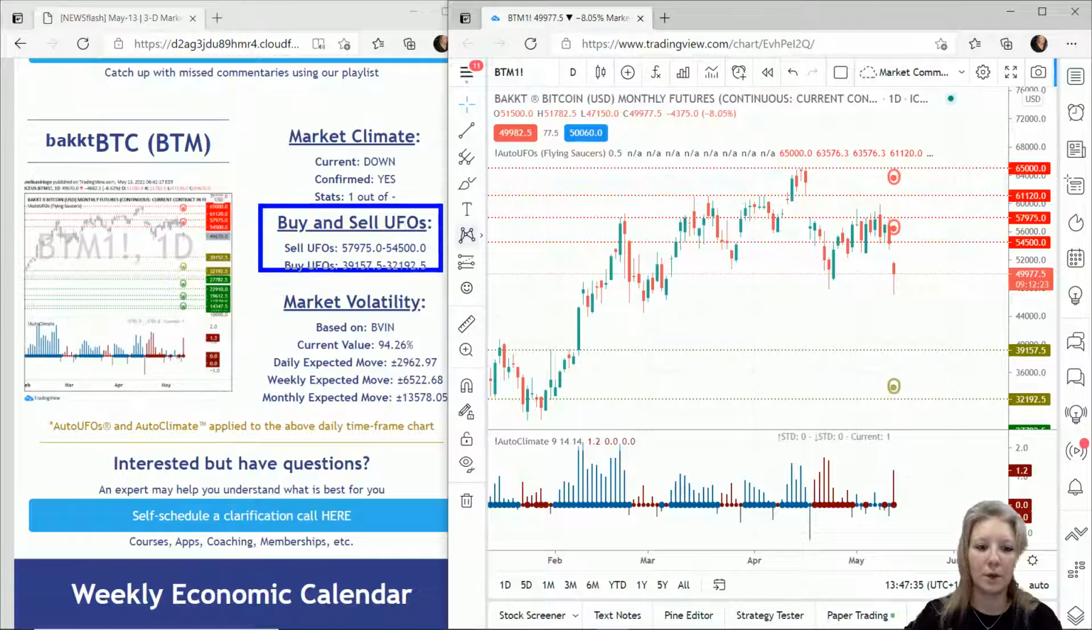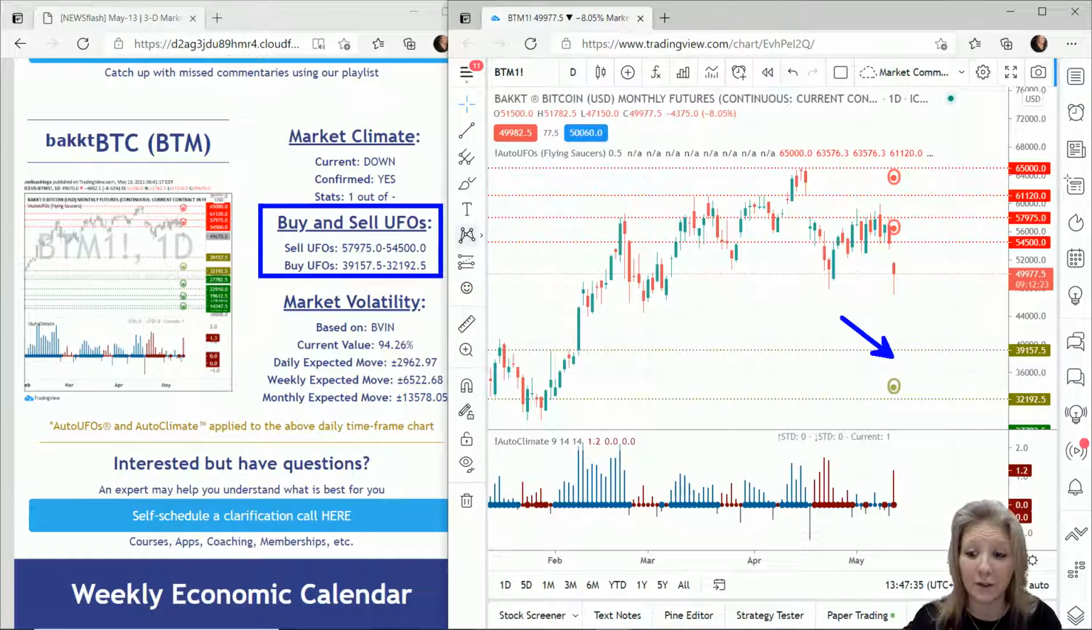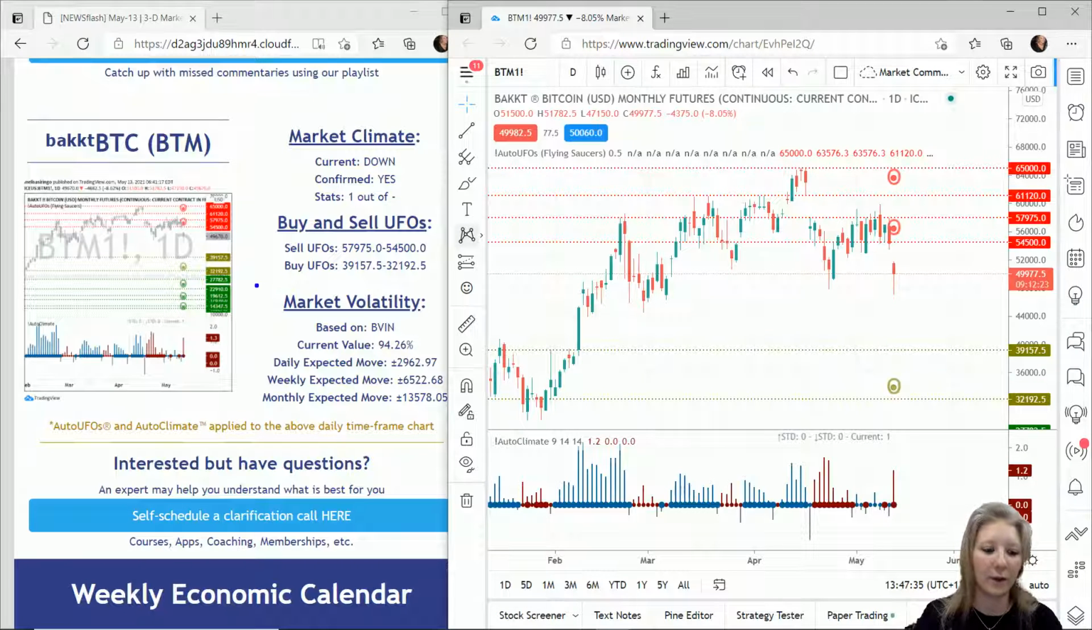Now, when it comes to buy and sell orders in Bitcoin, we have sell orders here at 57,975 to 54,500, and then we have a buy here at 39,157.5 to 32,192.5. So again, those are where we have our buy and sell orders. Overall probability there to the downside with Bitcoin.